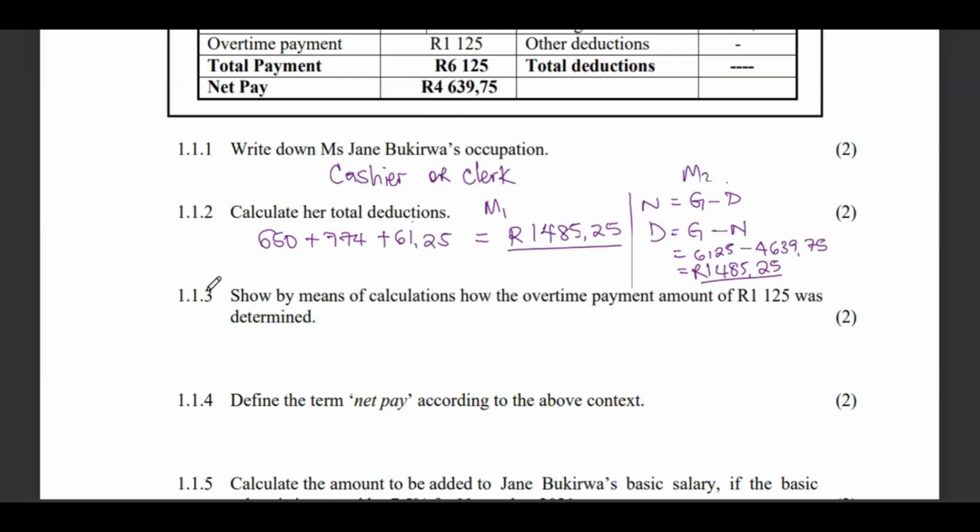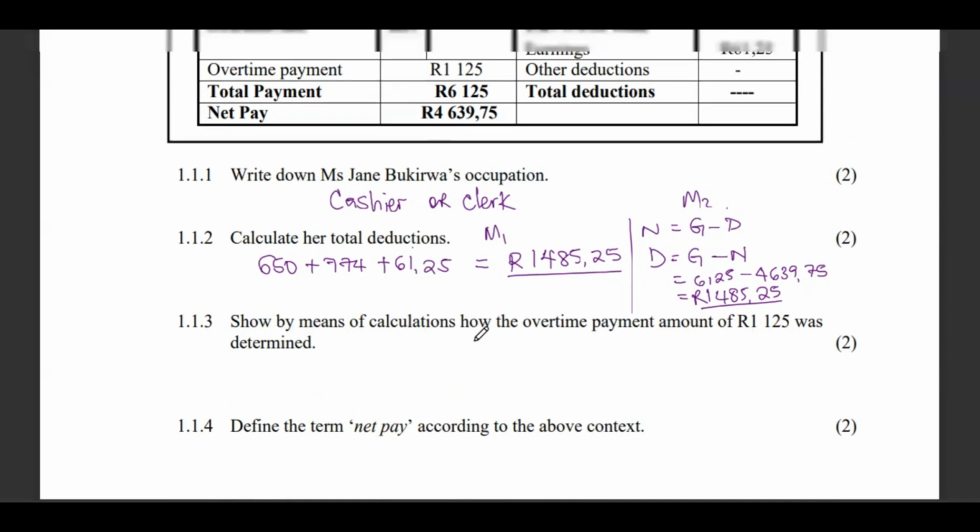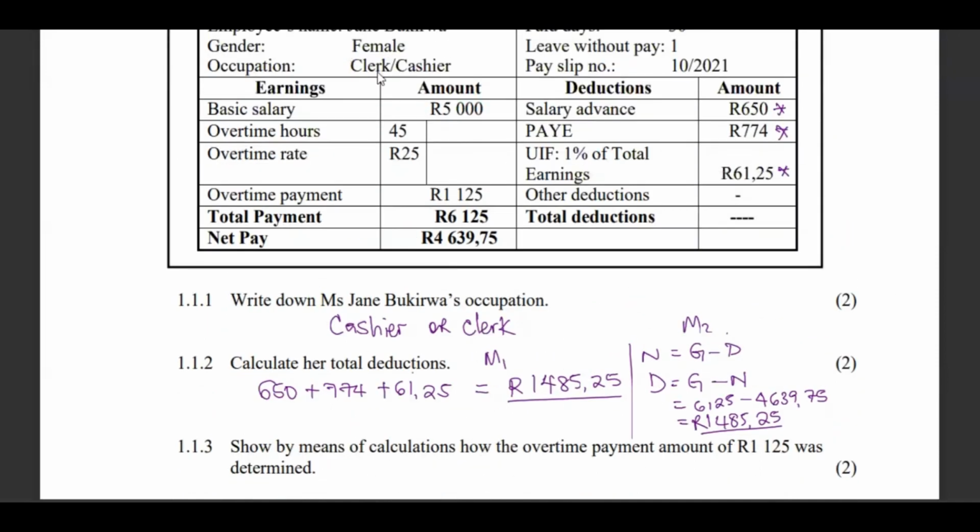It's 1.1.3. Show by means of calculation how the overtime payment amount of 1,125 rands was calculated. We come to this payslip here, we see that the person worked overtime. There were 45 hours, and each hour it's 25 rands. So how did they get this amount? This is what we are looking for.